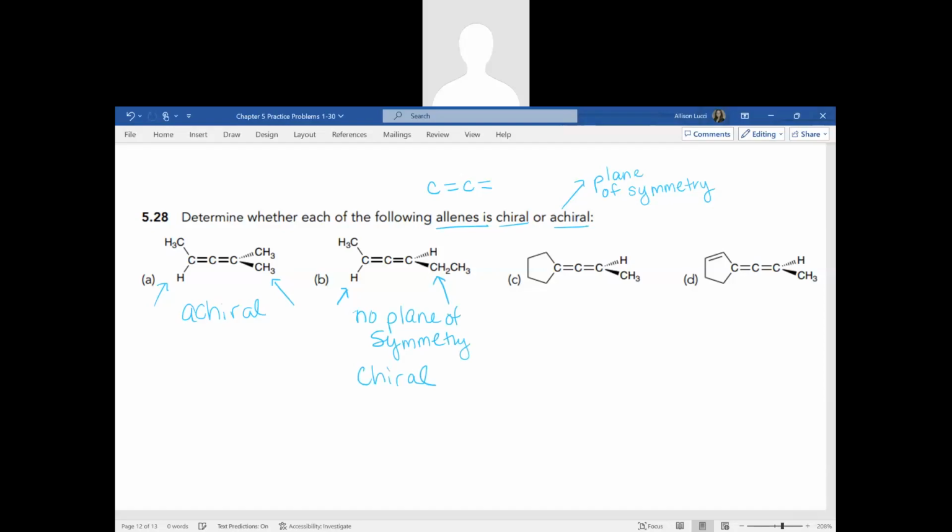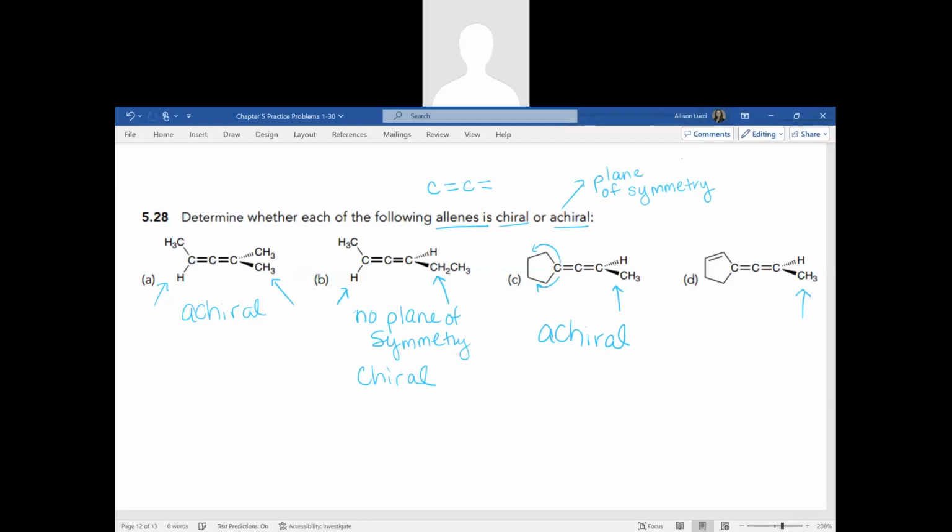Let's take a look at compound C here. We have two different groups over here, but if we were to travel around this cyclopentane ring either way, it is technically the same, right? It would have a plane of symmetry because of this in this compound. So since we don't have two different groups on the left-hand side, this would also be an achiral compound here.